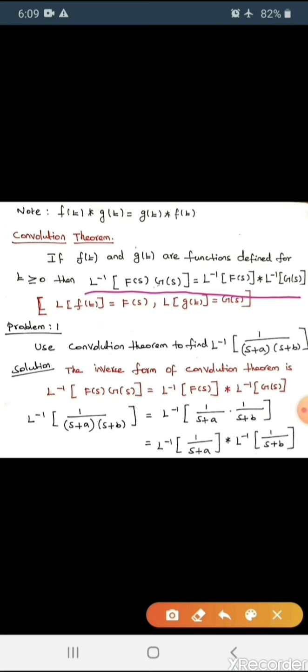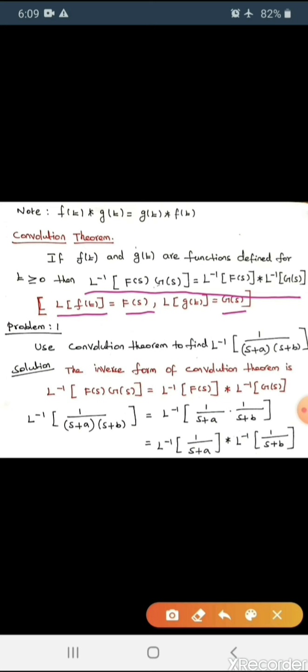Here capital F of s means the Laplace transform of f of t, and capital G of s means the Laplace transform of small g of t. Okay, now let us try one problem. Using convolution theorem, find L inverse of 1 by (s plus a) into (s plus b).